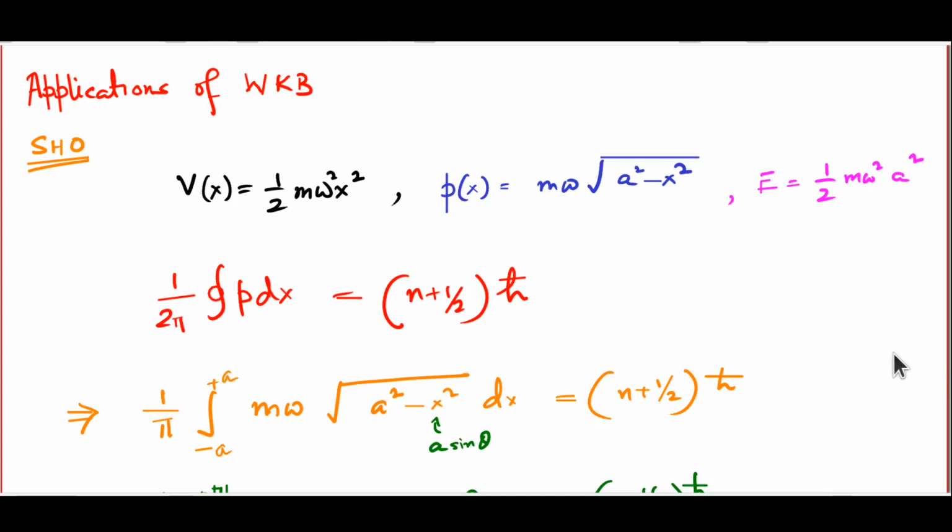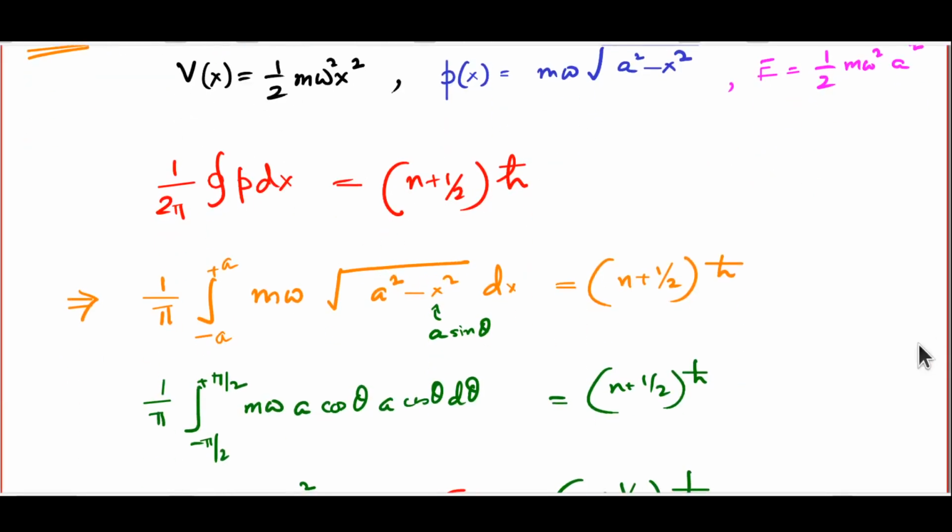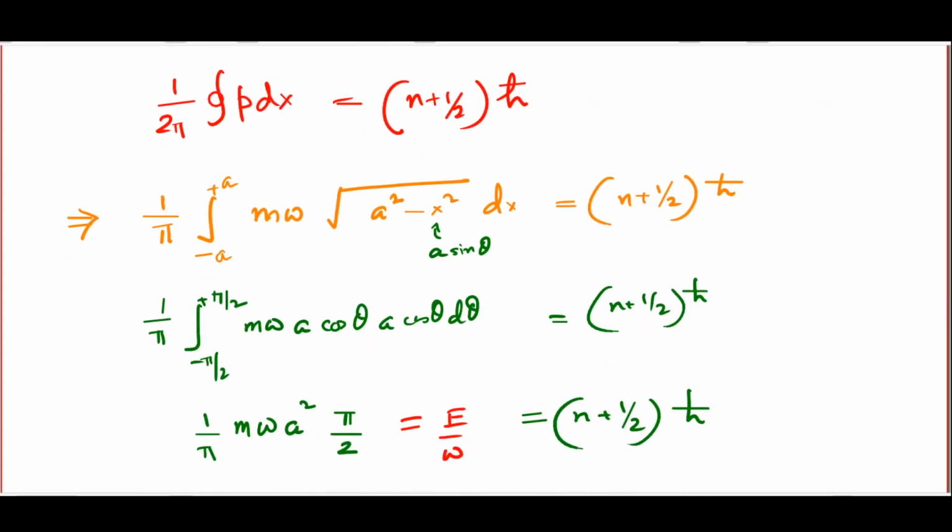Now, the obvious thing to do while evaluating this integral would be to substitute a sin theta for x, and if you do that, the integral becomes a very simple one. It's pretty straightforward. Once you evaluate that integral, you end up with half m omega a squared times pi by 2, which, using our relationship between E and A, is simply E by omega. This works out to be n plus half h cross.